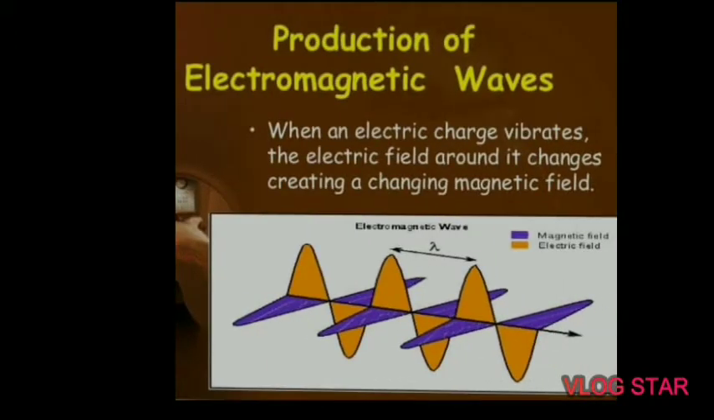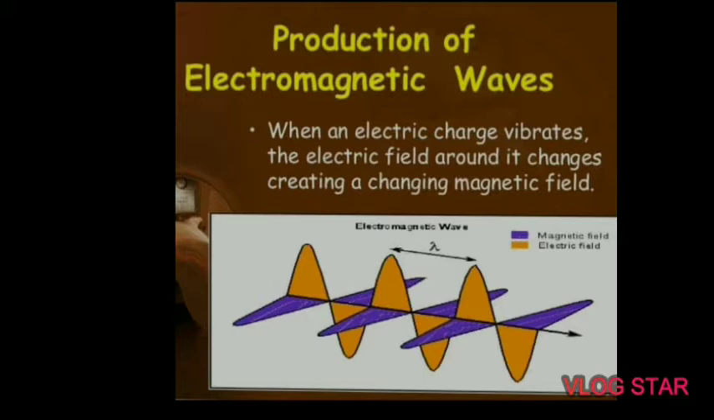Second is the production of electromagnetic waves. So friends, if you want to produce electromagnetic waves, then first of all we have to apply some force on a charged particle. If we consider a point charge, then we have to apply some force on that. After applying the force, it starts vibrating, and due to that vibration it creates a certain field around that point particle, or here we can say an electric field is generated due to the moving charged particle, and due to that electric field the magnetic field is also generated.